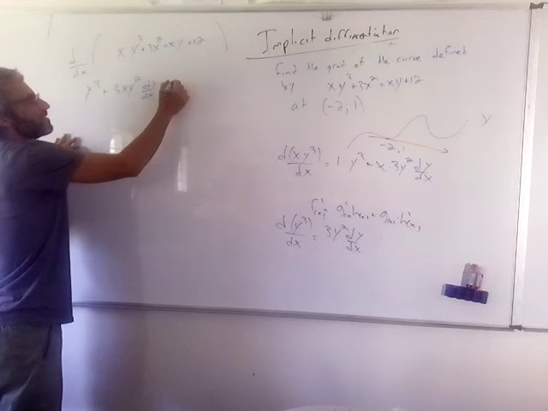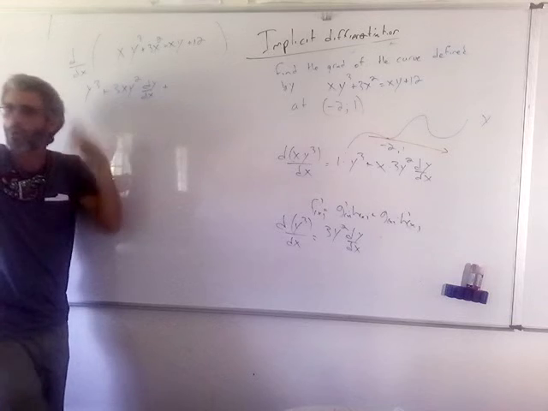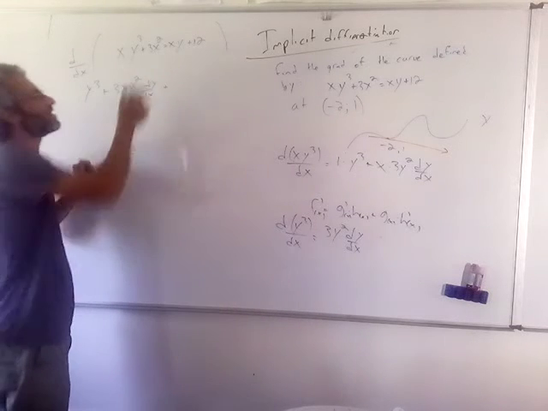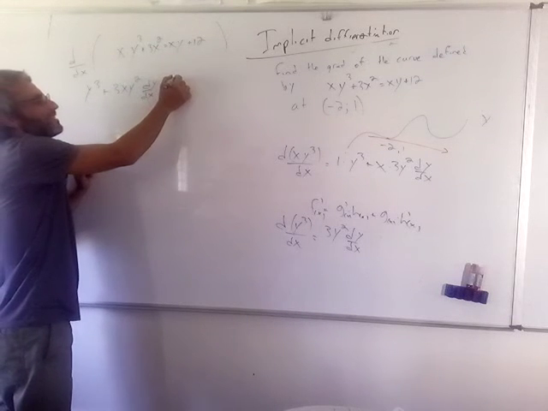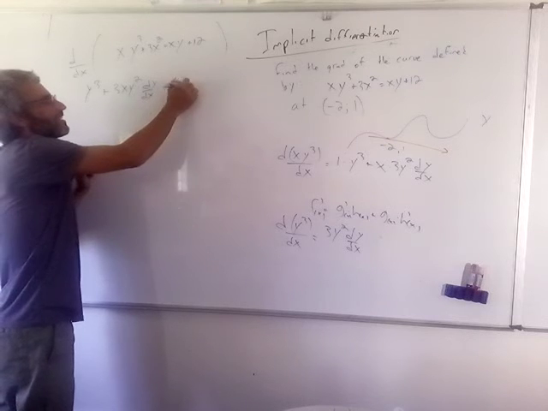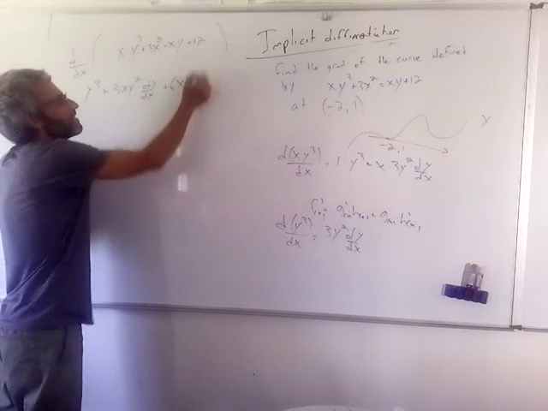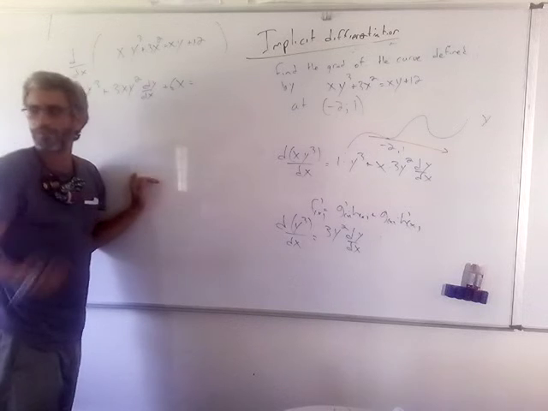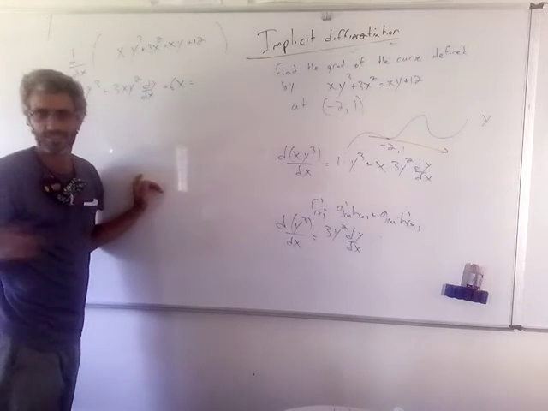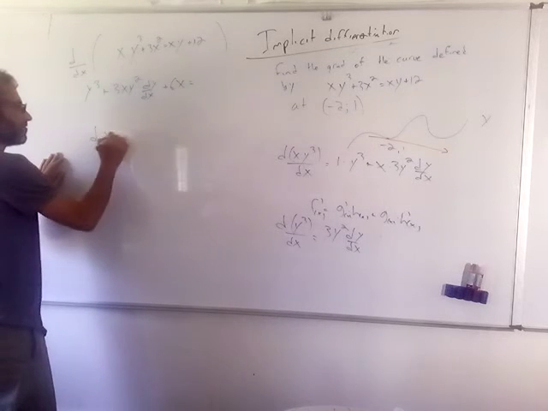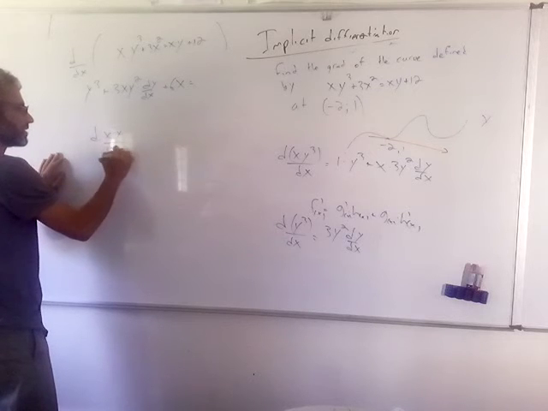That's easy. There's no y's. As long as there's no y's, then it's pretty easy. What's the derivative of 3x squared? 6x. That's it. The derivative of the 12 is easy. What's the derivative of 12? 0. Okay, let's find the derivative of xy with respect to x.